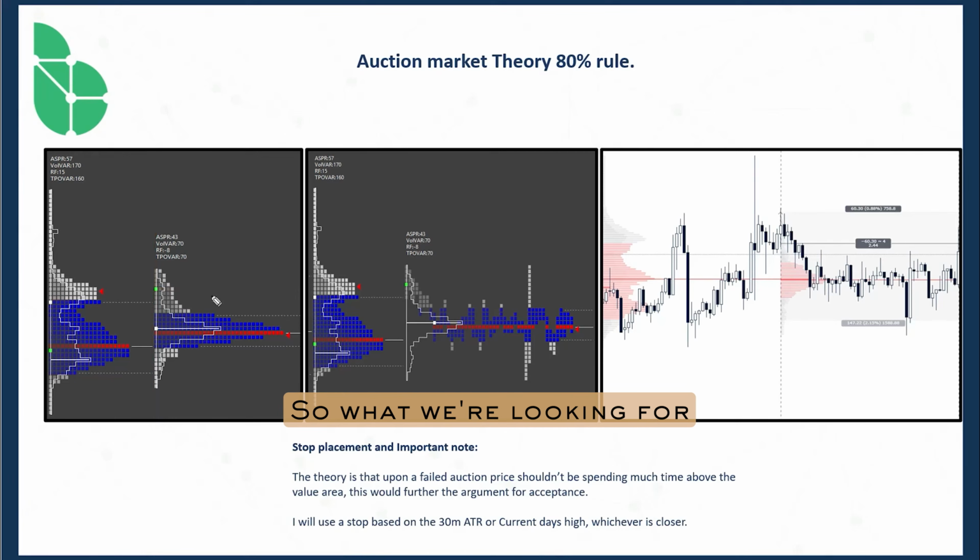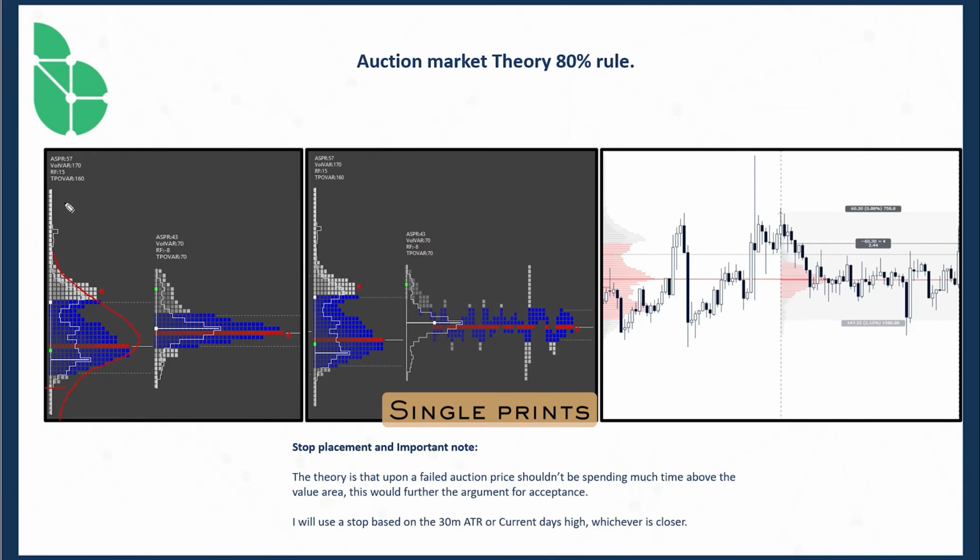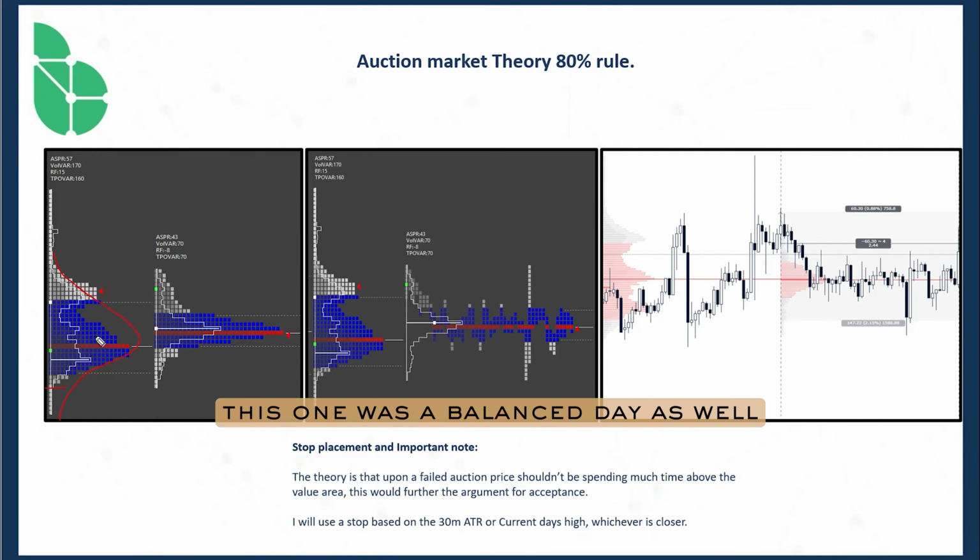All right, so what we're looking for, and this is a semi-balanced TPO chart, right? We have signs of extension at both ends, single prints, right? Obviously the market's showing rejection on one side more than the other, but we're looking for this particular setup to occur, and in this case this was actually on April 4th. This is April 5th, and the day that actually preceded this one was a balanced day as well.